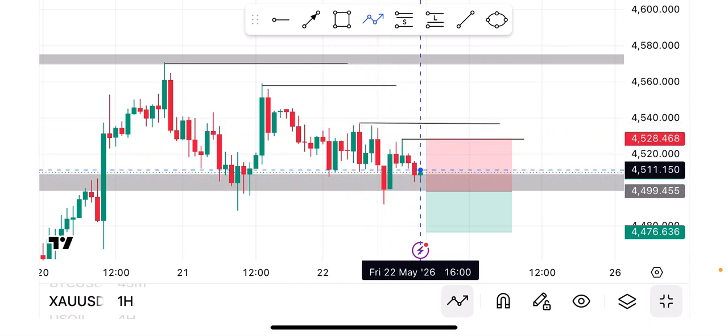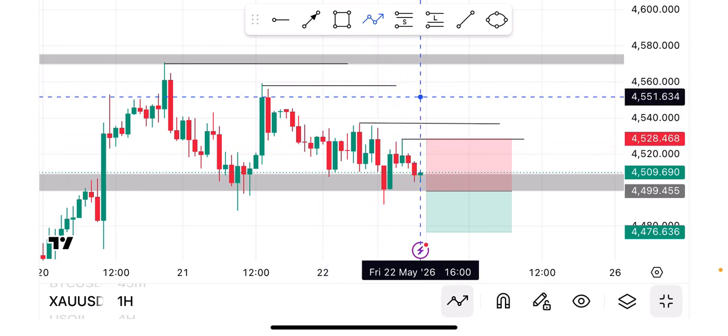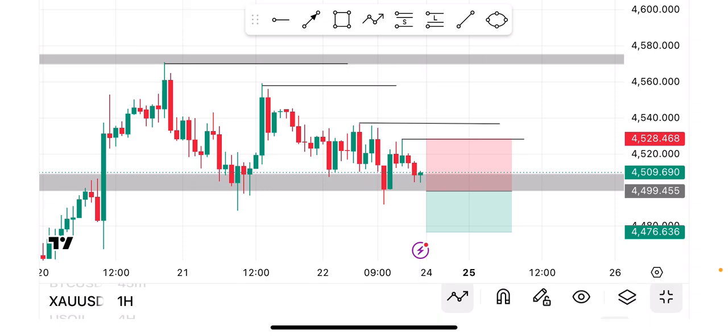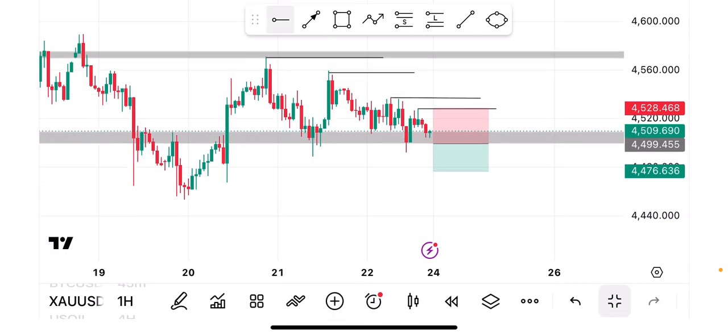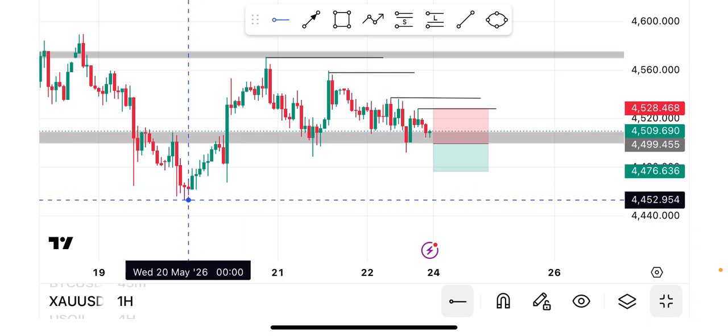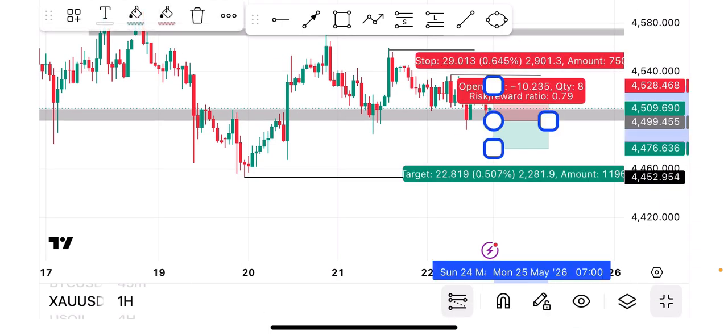So the next lower high is going to be lower than this lower high too. Okay? So that's that about that. So where is our take profit going to be? Our TP is going to be at this level first. Okay? But there is a mistake people make.